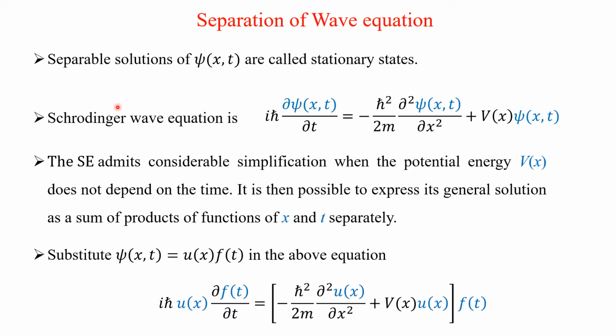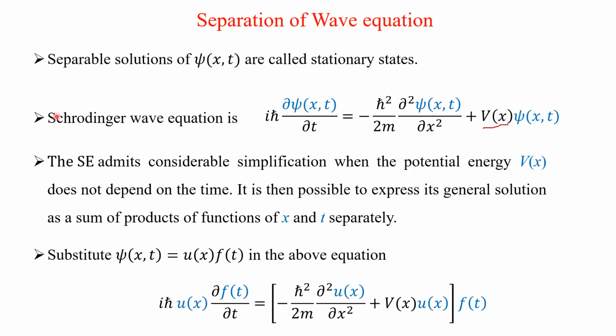You know very well that the Schrodinger equation is i h cross delta psi over delta t, which is equal to minus h cross square over 2m delta 2 psi over delta x2 plus v of x multiplied with psi, which is a function of x and t. Here you notice that this v of x is independent of time. It depends only on x. This is the one-dimensional Schrodinger wave equation.